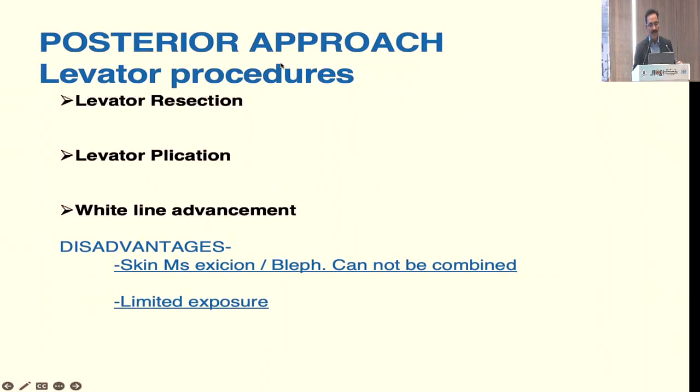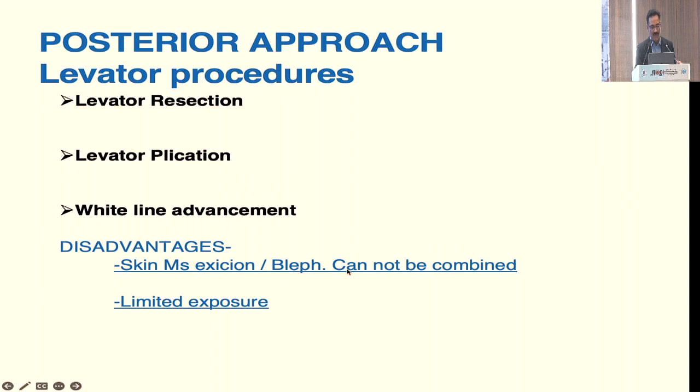So there are certain levator procedures also which can be done through posterior approach. Resection can be done, levator plication can be done, and white line advancement of levator can be done through posterior approach. But there is one distinct disadvantage, that you cannot combine these surgeries with skin muscle excision, which is needed in most levator procedures, or a limited blepharoplasty, one can say. So this is a huge disadvantage.